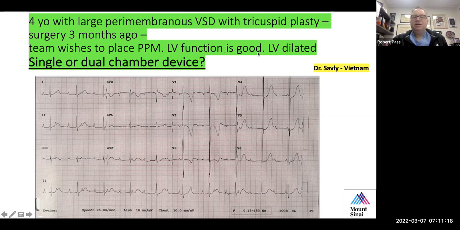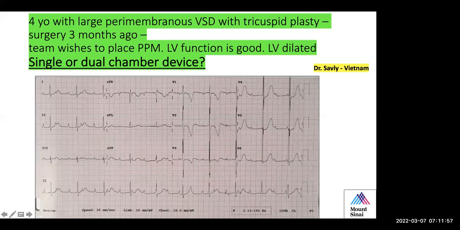The LV function, I'm told, is good, and the LV is dilated. And so the question I would have is, first of all, why is the LV dilated? Let's say 3 questions. What is the rhythm? Why is the LV dilated? And the real question that Dr. Savli wanted to know from my perspective was whether or not he would place a single or a dual chamber device in this patient. And I see our friend Mahmoud is here. So Mahmoud, first question is, what is this rhythm that we're looking at?